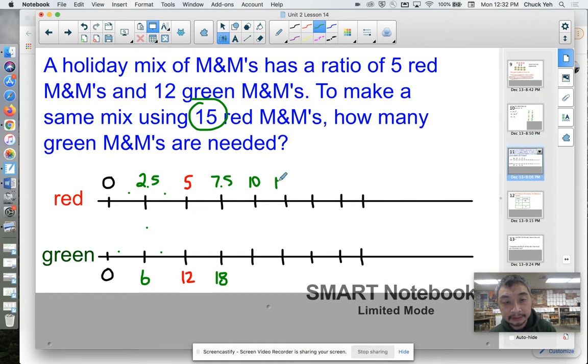All right, so let's see if you got the answer correct. So this is 2.5, and this is 15. I don't have to keep on going because I just need to stop at 15 reds. So then this is 24. This is 30. And then this is 36. So did you get 36 for your answer? Very good if you did. Okay, so 15 red M&Ms. Green M&Ms is 36. Good job.